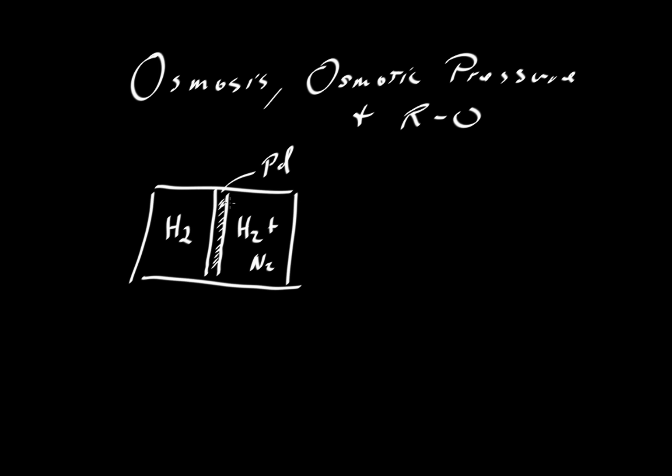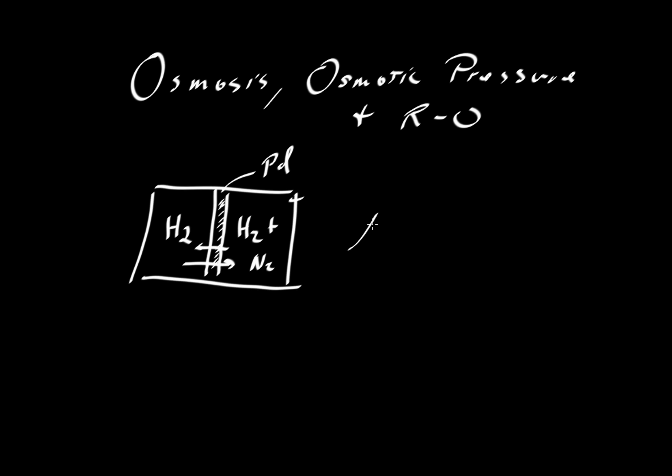So with palladium as the barrier between these two, hydrogen can move in this direction, but nitrogen cannot move in the other way. So we have one-way transport. We have one type of transport. Hydrogen can move back and forth, but nitrogen is going to be stuck in this box on the right-hand side. So let's take what that means for chemical potential.